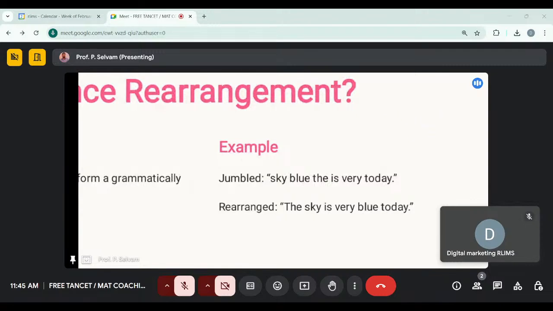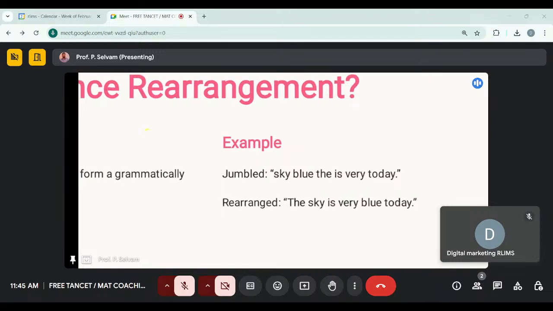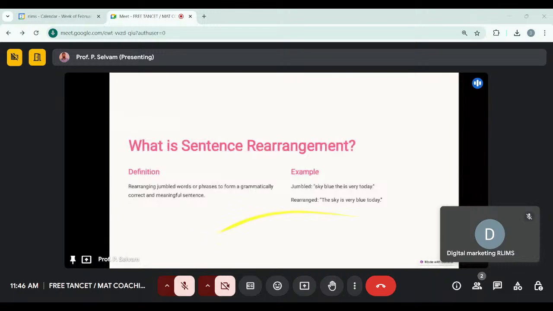Look at the jumbled one: sky blue, the is very today. The sky is very blue today. On what basis has this jumbled sentence been rearranged this way? The next slide will help you understand. Let me ask you this question again. Look at the example: jumbled sentence, sky blue, the is very today. When you read this, you may feel completely confused. What is all this about? But on what basis has this sentence been rearranged like this: the sky is very blue today? The subsequent slides will help you understand how the sentence should be rearranged.